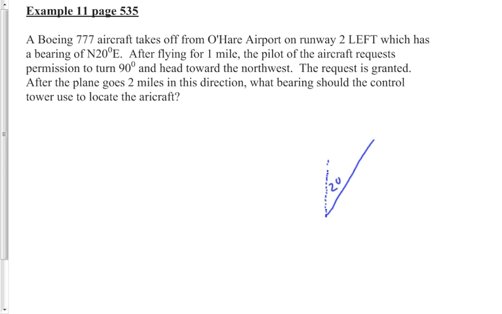After flying for 1 mile, the pilot of the aircraft requests permission to turn 90 degrees and head towards the northwest. So they've traveled 1 mile that direction, then they're going to turn, and then they're going to head off to the northwest. After the plane goes 2 miles in this direction, what bearing should the control tower use to locate the aircraft? So now they're traveling that way 2 miles.